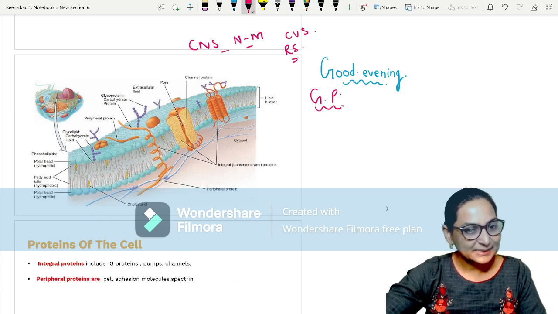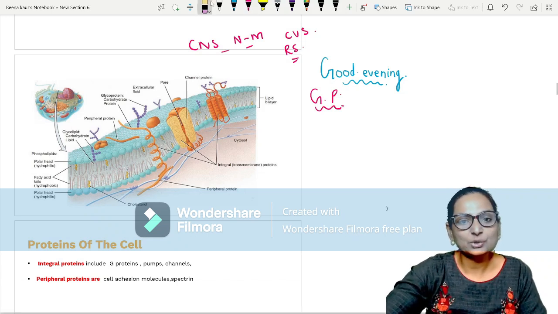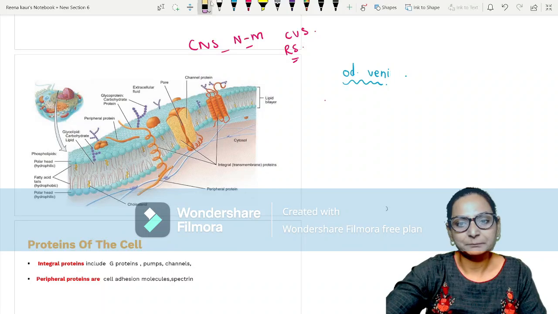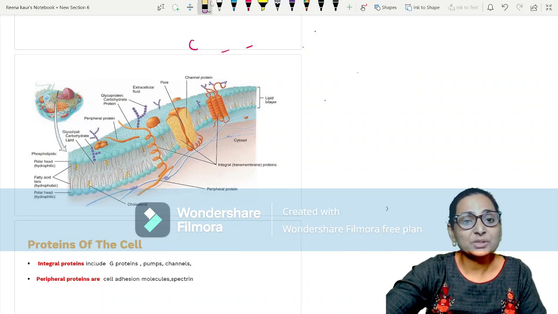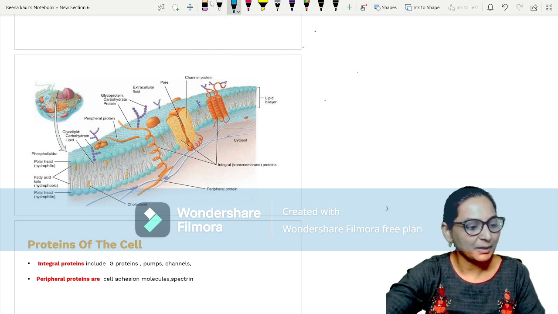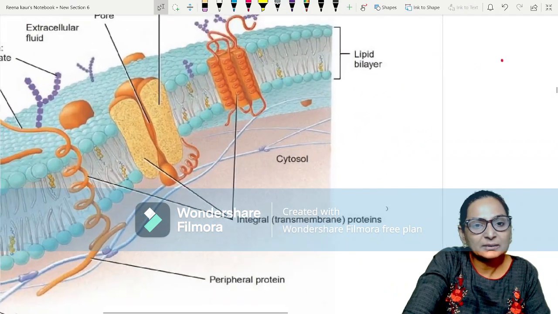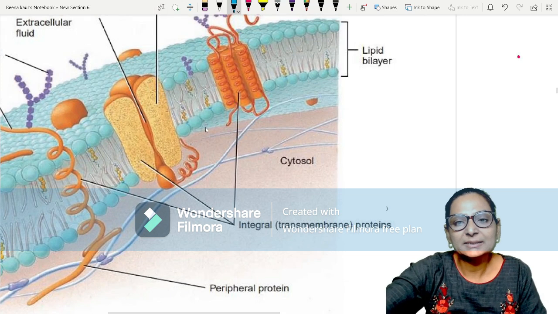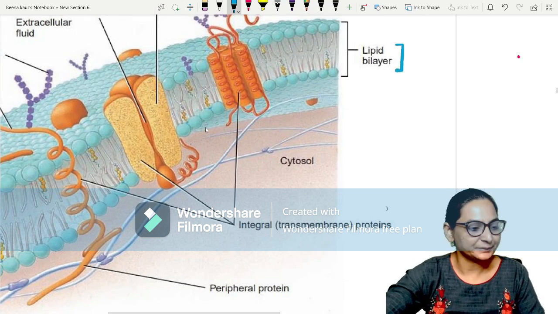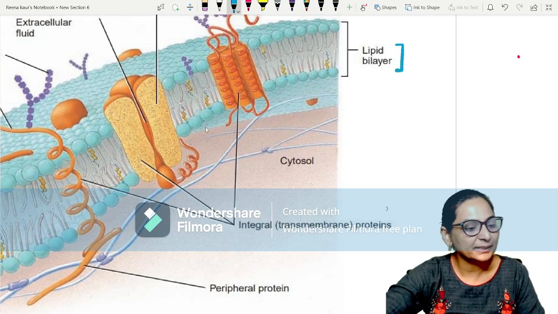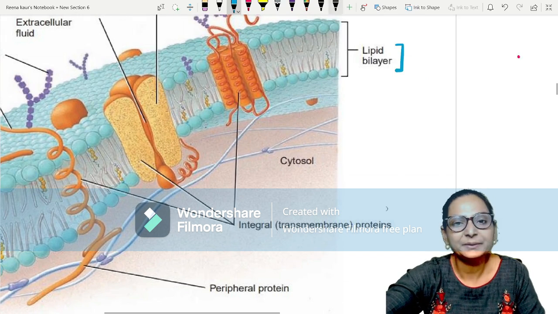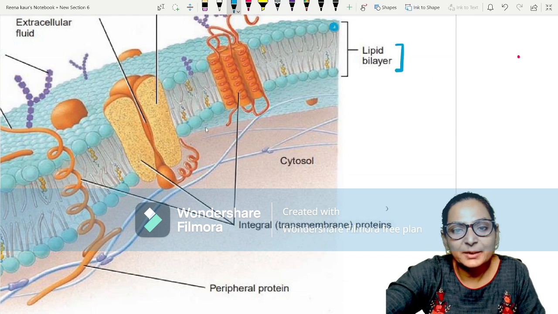So let's get started with the very first topic, that is cell membrane. Cell membrane happens to be so simple, but it is really a very complicated part. If you look into the cell membrane, how is the cell membrane? It is a lipid bilayer. Okay, so the first important thing is that it is a lipid bilayer. This is the head portion, this is the tail portion.